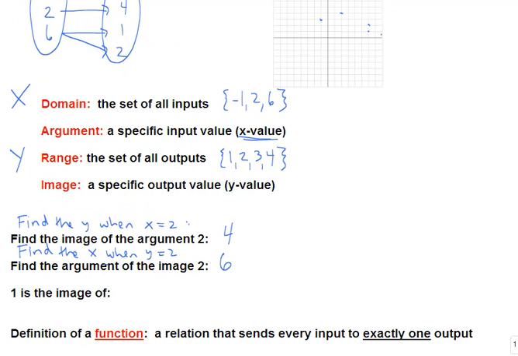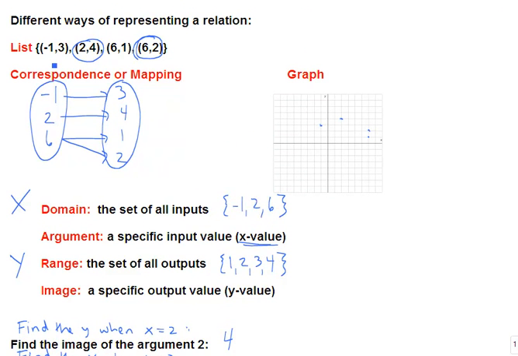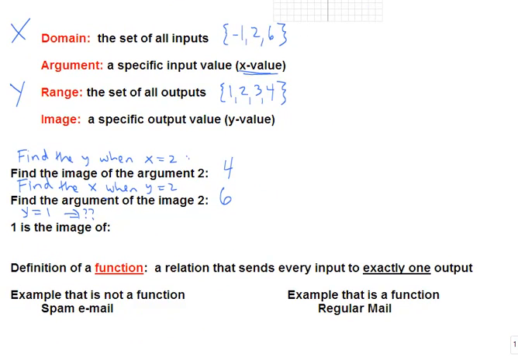Okay, last example. 1 is the image of what? So we want the image, which is y, to equal 1. What does that correspond to? If we look at our ordered pairs, if the image y is 1, which of these ordered pairs has a y value of 1? That would be this one right here. And what's that the image of? What's the x of that? It's coming from 6. So 1 is the image of 6.